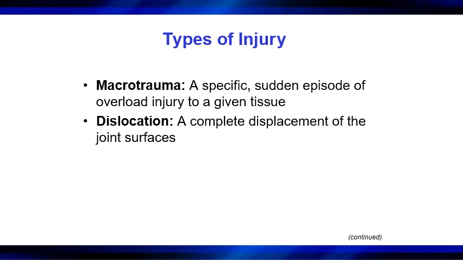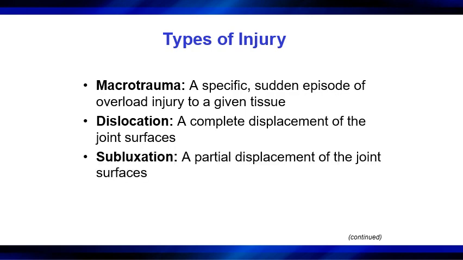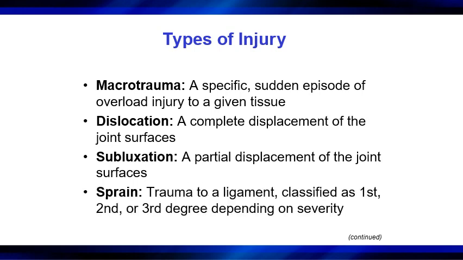A dislocation is a complete displacement of joint surfaces. You've probably heard many times of individuals dislocating their shoulder, for instance, a very common injury. So a dislocation is when you have a complete displacement. In other words, the joint is completely out of alignment, and there'll be significant soft tissue trauma there. That's as opposed to a subluxation, which is a partial displacement of the joint surfaces, or you may have a situation where the joint comes out of place but then self-reduces. That's also considered a subluxation.